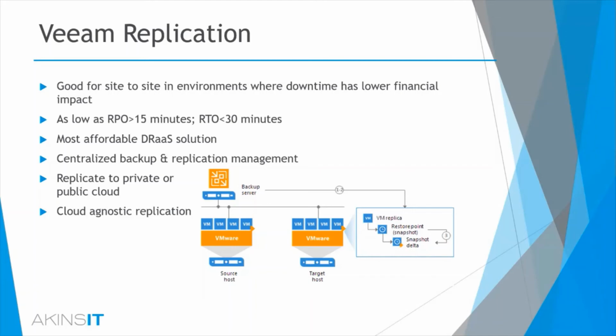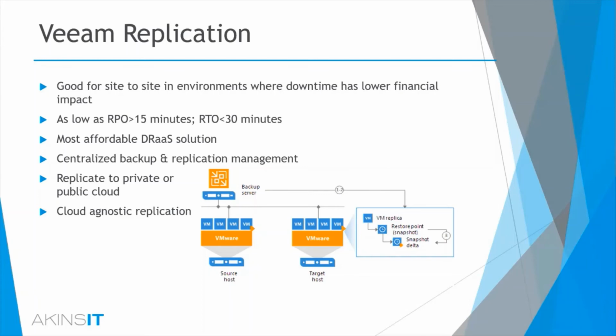So this can take a snapshot as often as every 15 minutes, giving you an RPO of 15 minutes or greater, and a really aggressive RTO for snapshot-based failover of under 30 minutes. It's the most affordable DRAS solution.